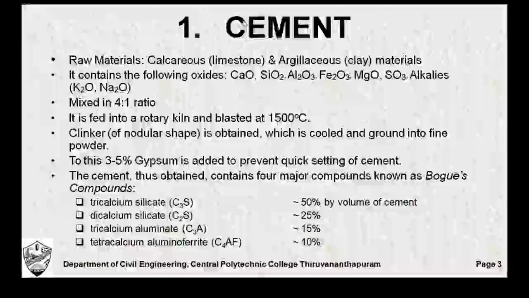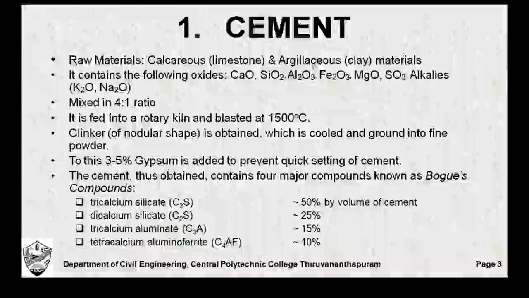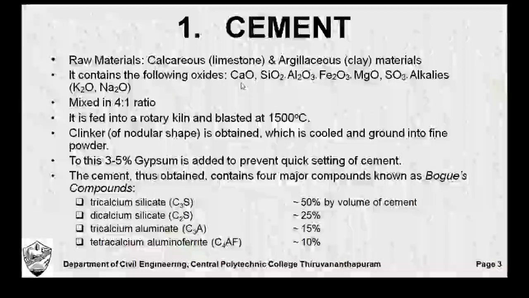First, cement. Cement is prepared with the help of these raw materials: calcareous and argillaceous materials. Calcareous materials are those which contain limestone. Argillaceous materials are those which contain clay. Both these materials have the following oxides: calcium oxide, silicon dioxide, aluminum oxide, iron oxide, magnesium oxide, sulfur trioxide, and alkalis, which are also oxides: potassium oxide and sodium oxide.